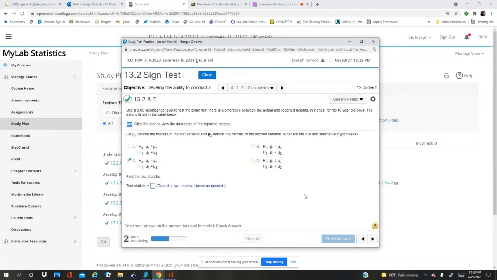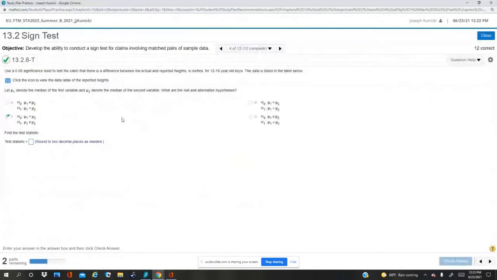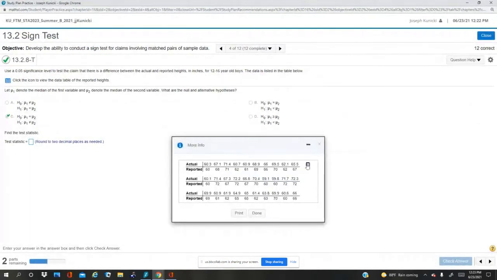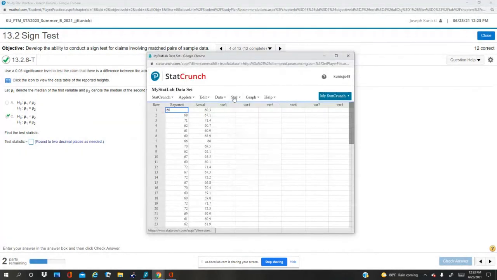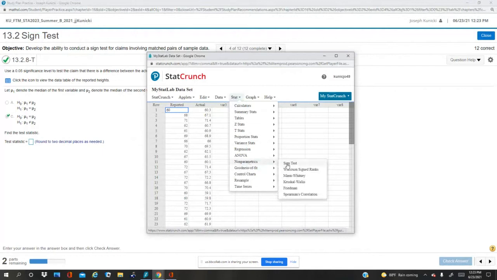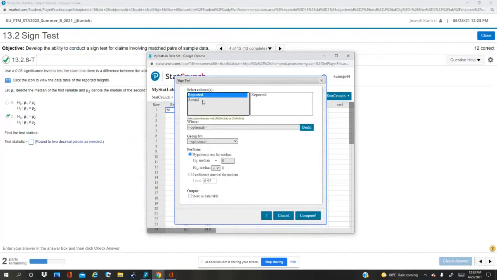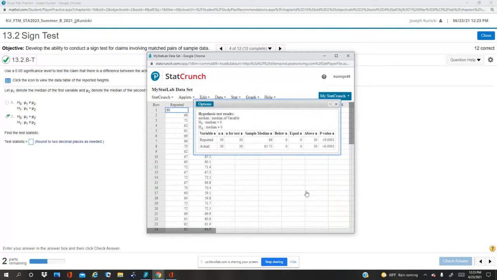Now, if I use StatCrunch, it's just not going to help me. I can show you that real quickly. If I open the data in StatCrunch and I tell it Stat, non-parametric, sign test, and I choose the two columns, the hypothesis test is the median equals 0, just like we said in the first part of this problem. When I hit compute, it doesn't give me what I need. So I'm just going to close this.